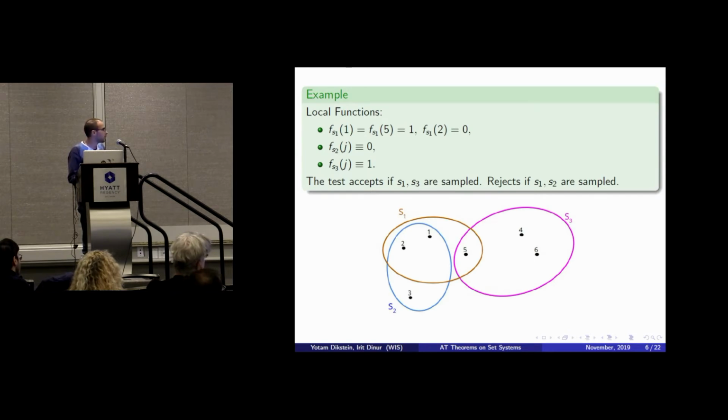So let's look at a silly example. Suppose we have this set system with 6 vertices, 3 sets, and the family of functions is given in the slide. Our agreement test could either sample S1 and S2, or sample S1 and S3, each with equal probability. If we sample S1 and S2, our test would reject because the two functions don't agree on the assignment to vertex number 1. However, if I sample S1 and S3, our test will accept because both functions agree on what they say about vertex 5. So what can we say here? I don't know.